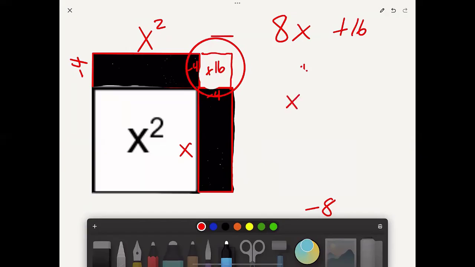So we can write this as x minus 4, because this is -4. This is x, this is x. So it's going to be x minus 4 squared. All right, got it?